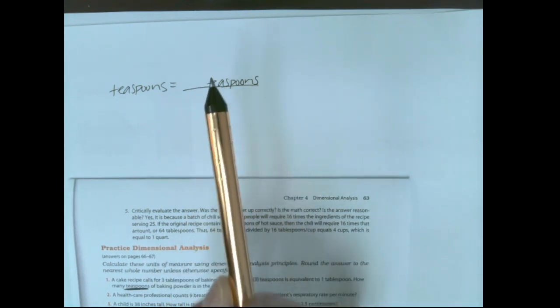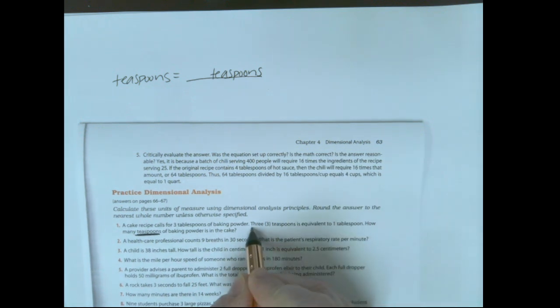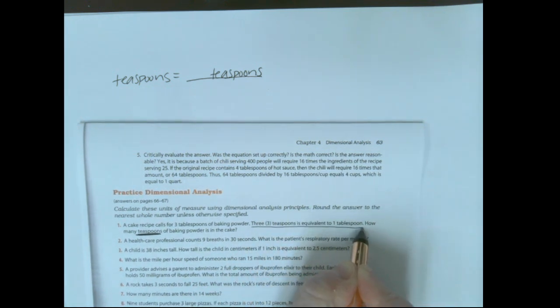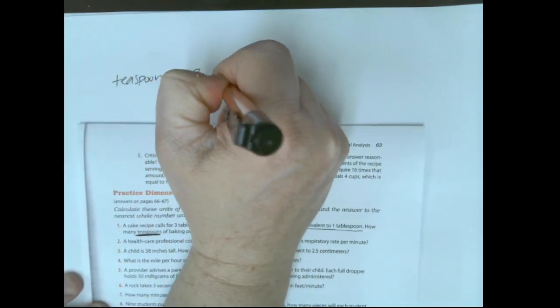So if you do not set your problem up beginning with the unit of measure the same on both sides, then there's a high probability you're going to get your answer wrong, or you're going to set up your problem wrong. So, starting with teaspoons, what information does my problem give us related to teaspoons? Well, it tells us that 3 teaspoons is equivalent to 1 tablespoon. So that's a relationship between two things. 3 teaspoons is equal to 1 tablespoon.